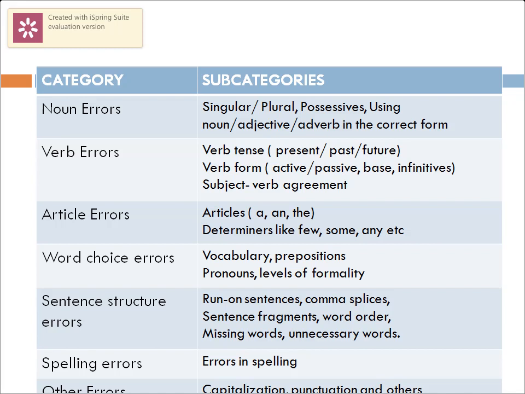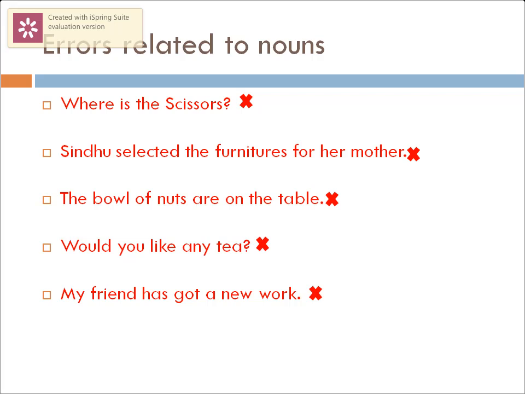Now let's move on to the errors related to nouns. Now observe the sentences here. Each of these sentences has something wrong in the construction. Where is the scissors? Sindhu selected the furnitures for her mother. The bowl of nuts are on the table. Would you like any tea? My friend has got a new work.